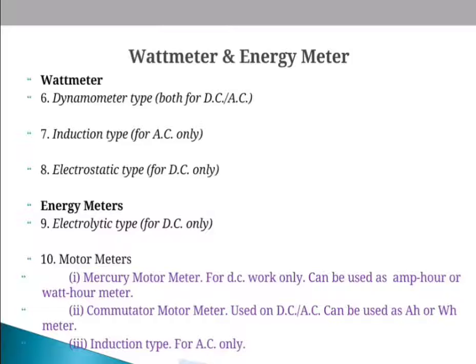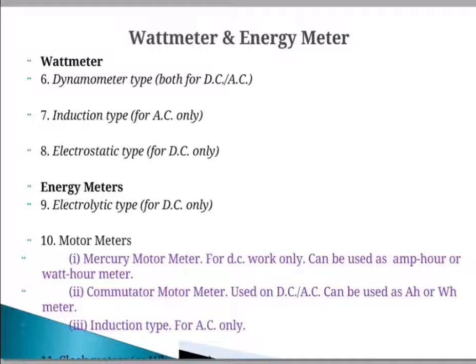Next meters are the wattmeter and energy meter. In the wattmeter we have to use the electrodynamic type of effect, and it is used for the measurement of AC and DC power. Then the induction type wattmeter uses the induction principle for the measurement of AC power only, and electrostatic type wattmeters are also used for DC power measurement. These are the different effects used for constructing the ammeter, voltmeter and energy meter.